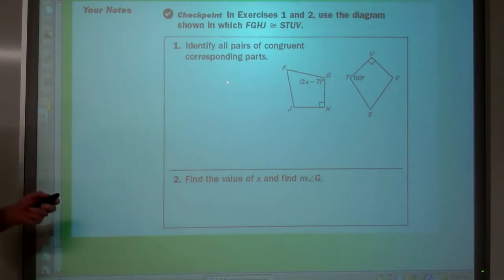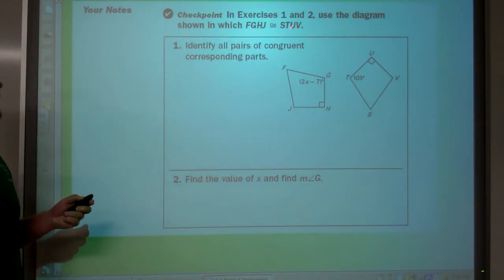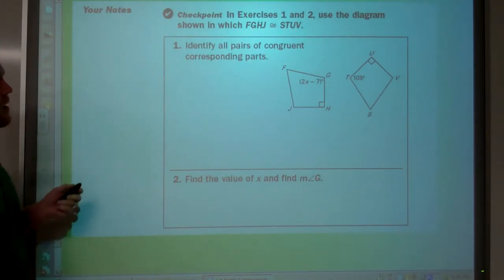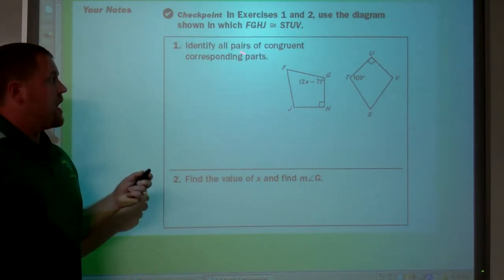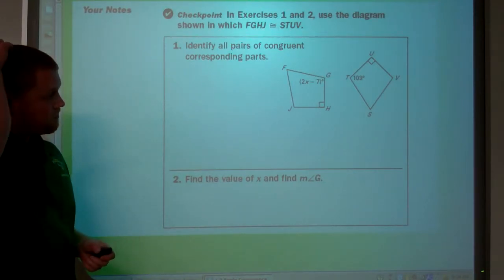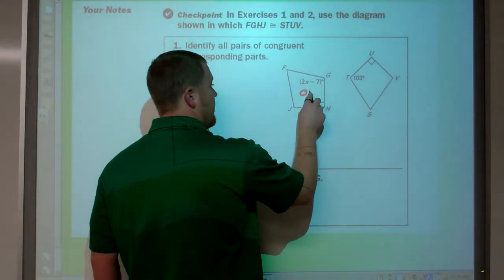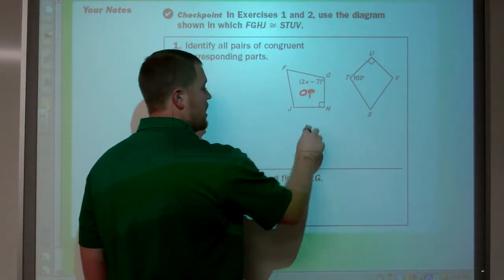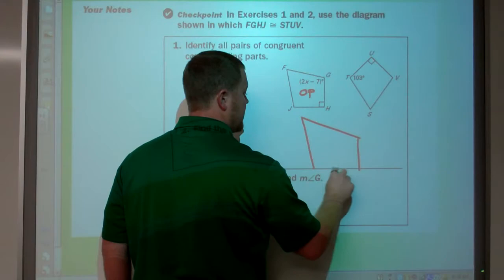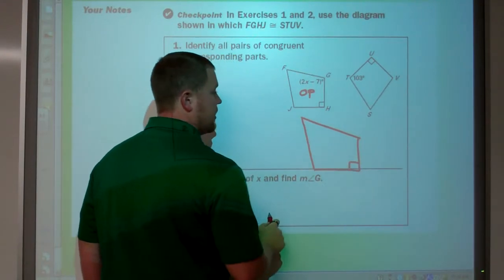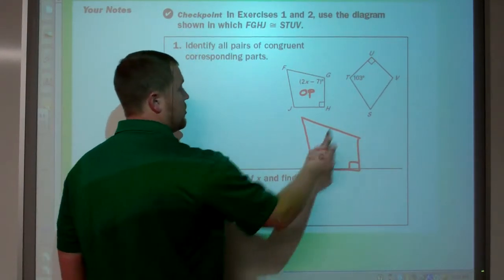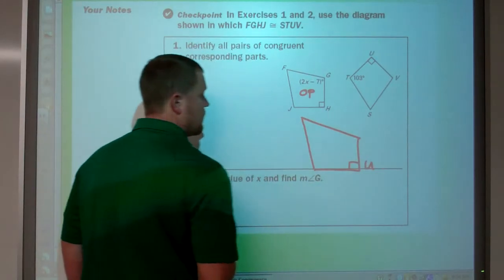Alright, here we know the figures are congruent. Figure FGHJ is congruent to figure STUV. Identify all pairs of congruent corresponding parts. So the first thing we want to do is put them in corresponding position. I have my original position figure. That means I need to have one that's in corresponding position. Right angle there. That's about all I know. I know the right angle is U.